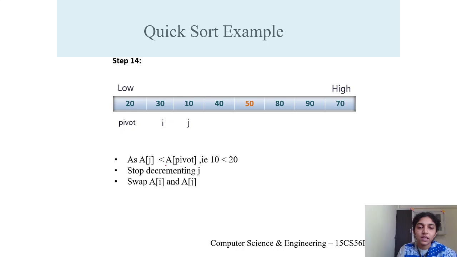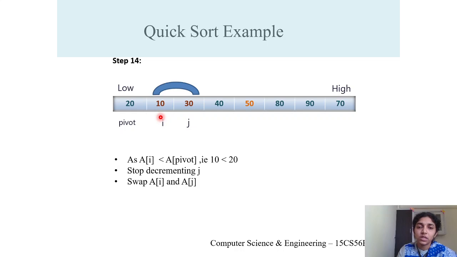As a of j is less than a of pivot, we can see here that a of j is less than a of pivot, that is 10 is less than 20. So you have to stop decrementing j also. Now what you have to do is check whether i is less than j. Yes, i is less than j. So if i is less than j, then you have to swap 30 with 10. So 10 will come here and 30 will go here.